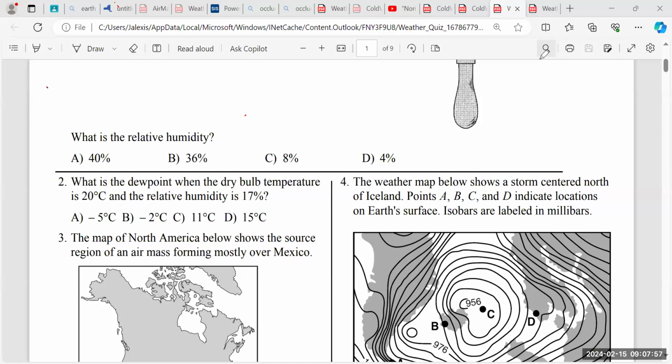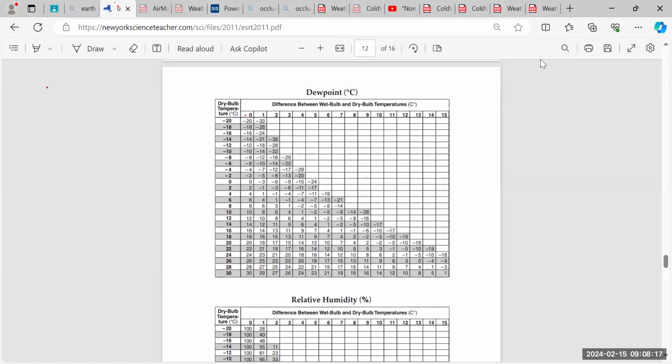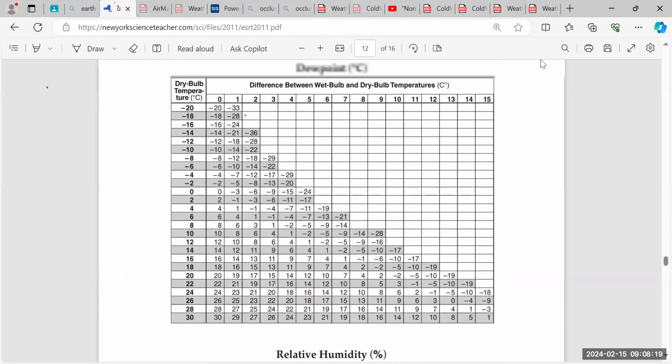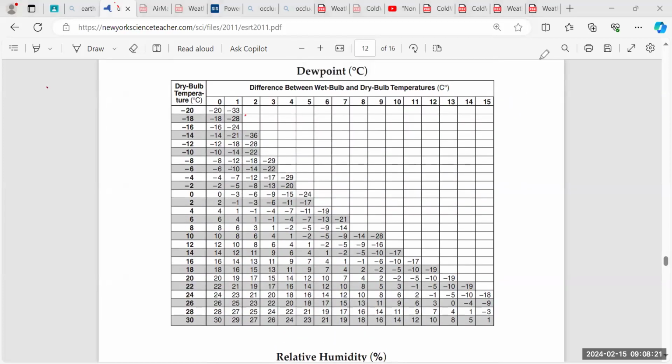All right, number two. It says, what is the dew point when the dry bulb temperature is 20 degrees Celsius and the relative humidity is 17%? So it says, what is the dew point? I know that my final answer has to be one of these numbers. All of these numbers represent a dew point temperature.